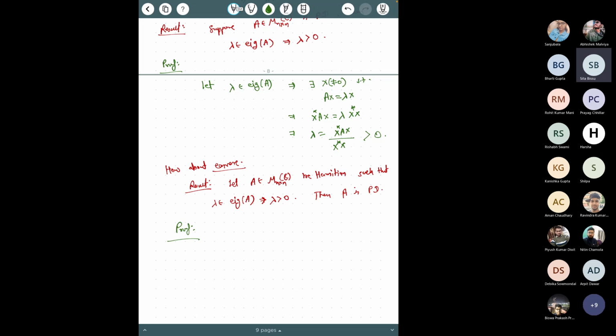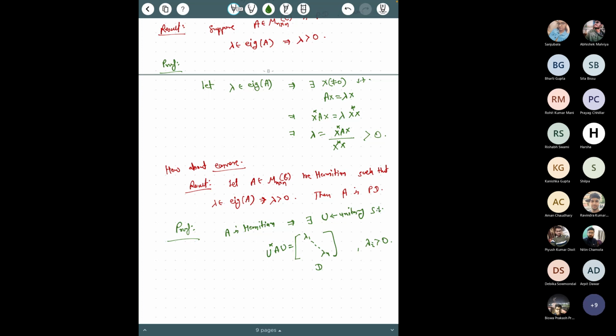So you first simplify it, and use what you know. A is Hermitian, so there exists a unitary U such that U star AU is diagonal. The diagonal entries are nothing but the eigenvalues, lambda 1 to lambda n. We also know that all eigenvalues of A are positive, which is given. So all these lambdas are positive.